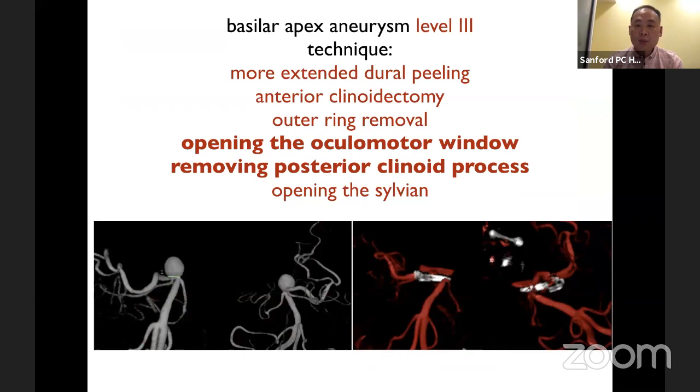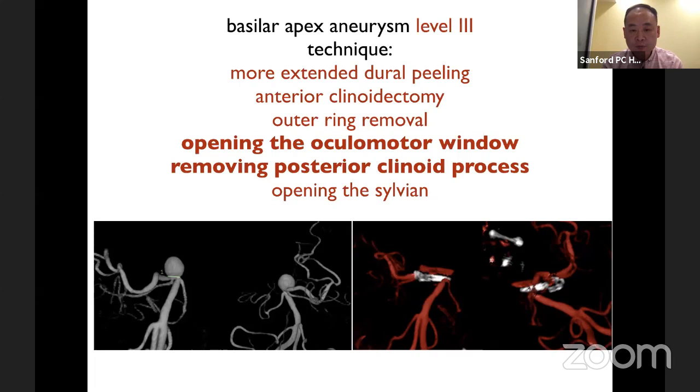So also if you can reach the interpeduncular fossa, then you can deal with the basilar apex aneurysm. The new techniques you have to learn is you have to open the oculomotor window to mobilize the oculomotor nerve because you need the proximal control. And also you have to remove the posterior clinoid process. It's the same reason. You have to get more space for your proximal control.